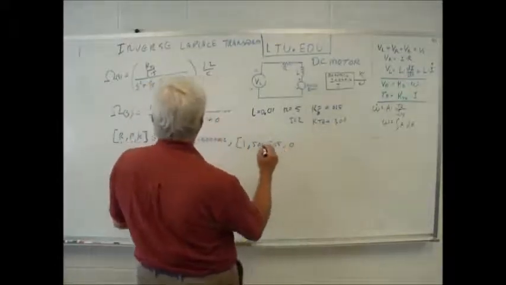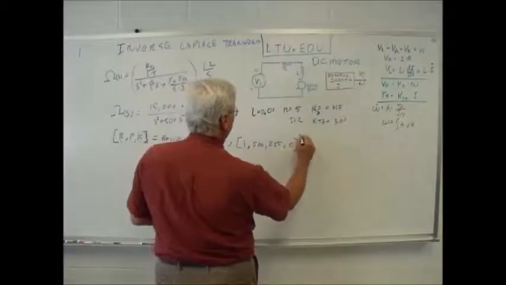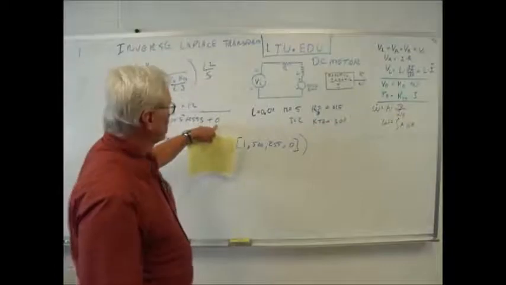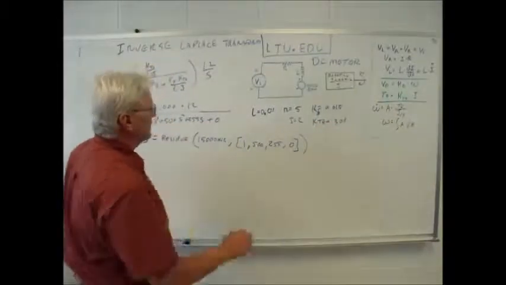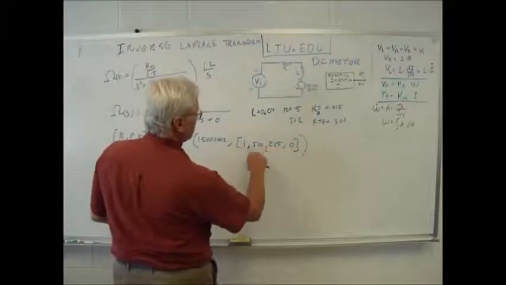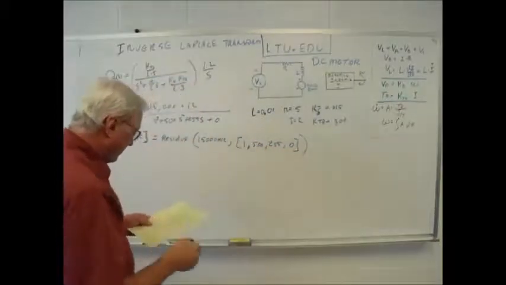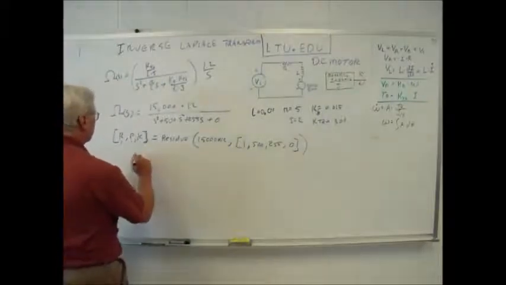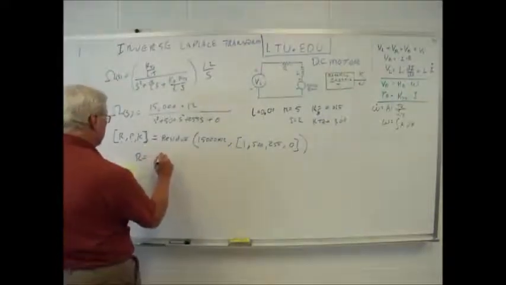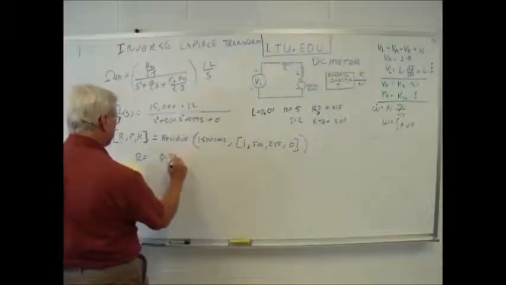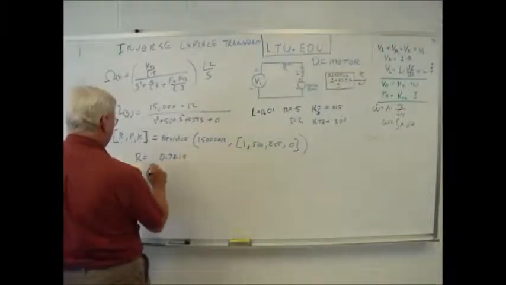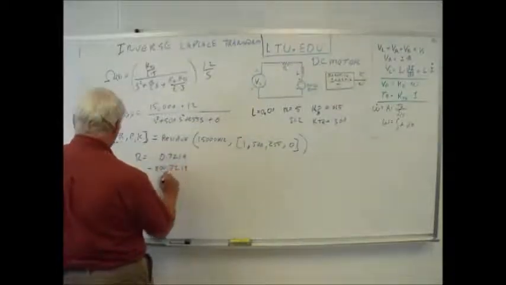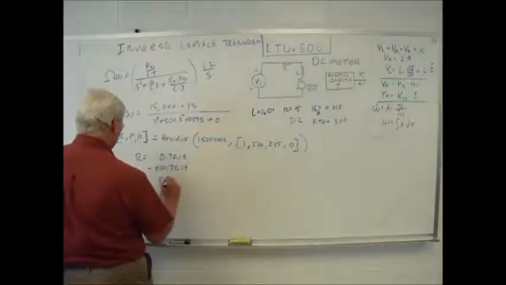I have to give it that 0 so that it knows there's no constant term. Otherwise, if I just put these terms, it would assume that it's a second order equation, not a third order equation. And MATLAB comes back with R equals 0.7219, minus 800.7219, and 800. That's my residues.